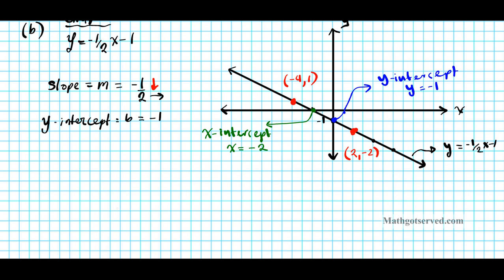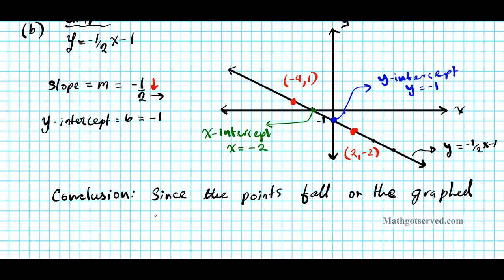Okay. So what is our conclusion? What can we conclude here? So the conclusion is, since the 2 points fall on the graphed line, our graph is correct. Okay. Now, had it been that one of the points didn't fall on the same line with the other point, then we'd know that we made a mistake somewhere, and we have to go back and fix the work. Okay, so that's that for question number 1. Now let's move on to question 2.